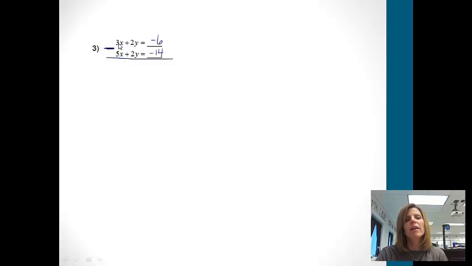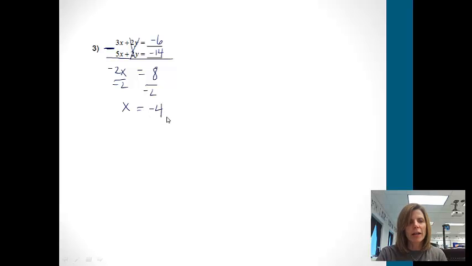So let's try that. 3x minus 5x is negative 2x. 2y minus 2y is nothing. They did eliminate, yay. And then negative 6 minus negative 14 is 8, because remember this will be negative 6 that will actually turn into plus a positive 14. Be very careful when we're doing that. Okay, so now we're ready to solve. I'm going to divide both sides by negative 2, and I get x is equal to negative 4.